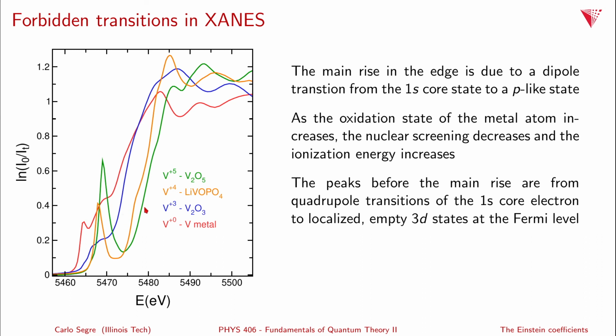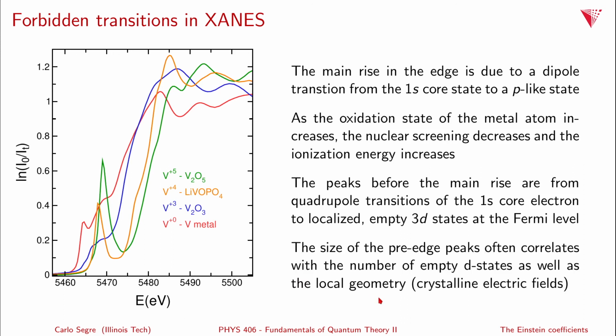They come before the main edge jump, and they are the forbidden transitions where you're going from the 1s core electron to localized empty 3d states. And this is particularly visible in the V2O5 and this lithium vanadium phosphate, where you really see those d electrons, and there are more empty d states in the V2O5 than in the V+4 state. And that's why this line is much higher. So the size of these pre-edge peaks, in fact, correlates with the number of empty d states, as well as the local geometry because of crystal electric fields.